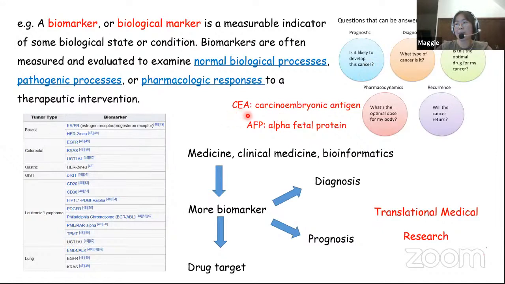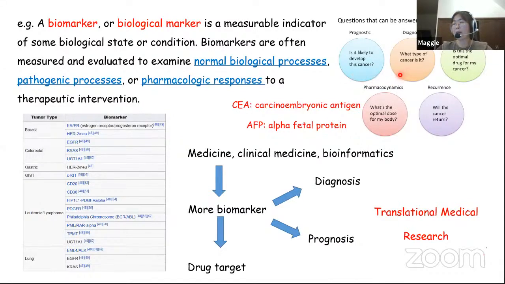Nowadays, we already have many biomarkers for cancer prognosis. For example, CEA, which is carcinoembryonic antigen, and also another one, AFP, alpha fetoprotein. This kind of biomarker you can test in the blood. If you have a higher level compared to the normal standard, then it is more likely that this patient may have cancer in their body. So these biomarkers can be used for the prognosis of some kinds of disease.